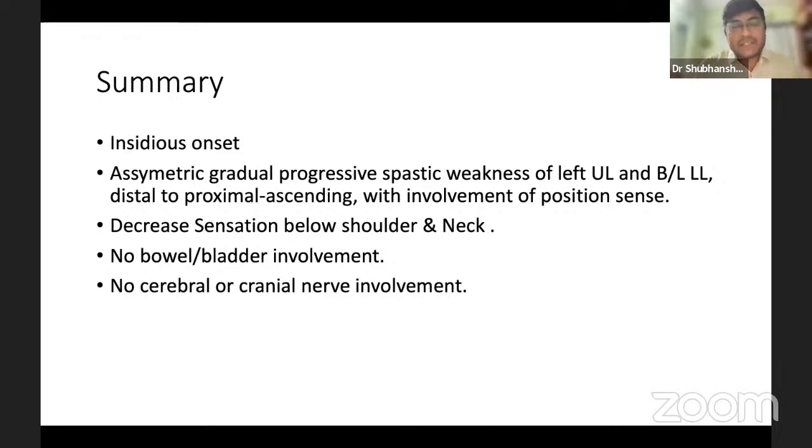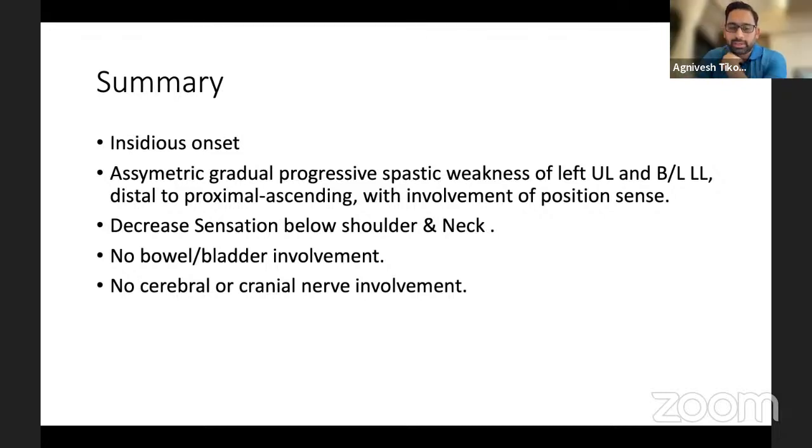I would like to summarize my history. It is an insidious onset, asymmetric, gradual, progressive spastic weakness of left upper limb and bilateral lower limb, distal to proximal in an ascending manner with involvement of position sense. There is a decreased sensation below shoulder and neck, no bowel bladder involvement, no cerebral or cranial nerve involvement.